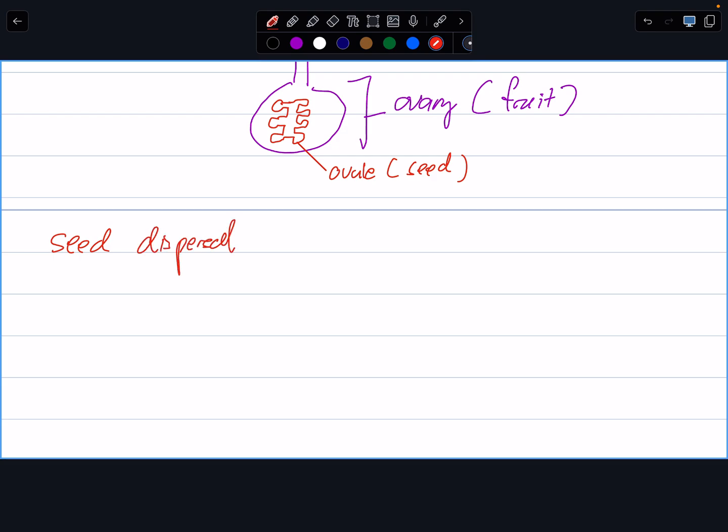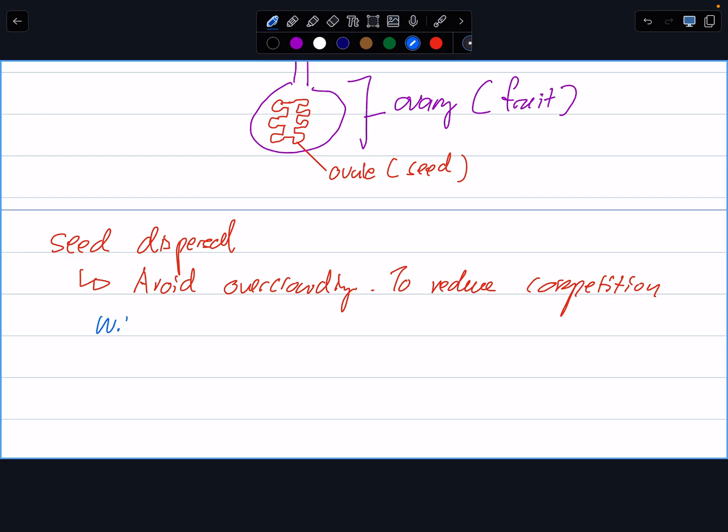So the whole idea of seed dispersal, I tell you, the key idea is to avoid, memorize this, avoid overcrowding, okay, to reduce competition. You cannot compete alone. Most of you will forget this. With parent plants, you must mention at least 3 of the 4 items, which I'm going to tell you.